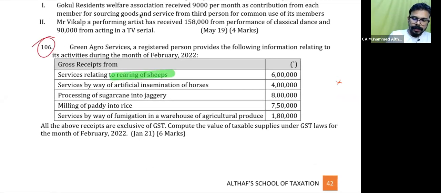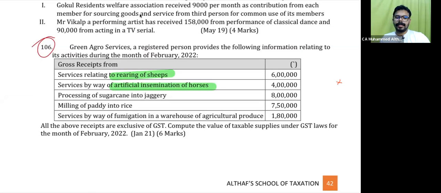Service related rearing of sheep. Rearing of sheep, taxable or exempted, everyone. Exempted, because which rearing is only taxable? Horse. So sheep is exempted. Artificial insemination of horse, taxable or exempted. Artificial insemination, normally exempted, but horse is taxable.